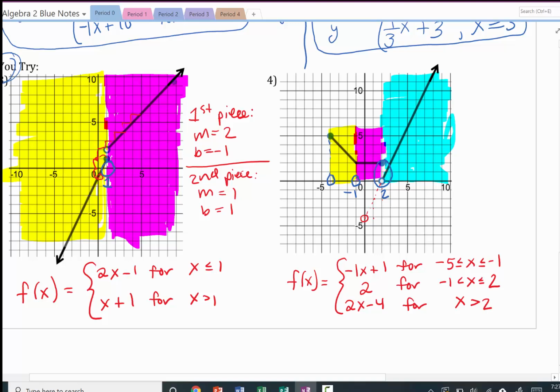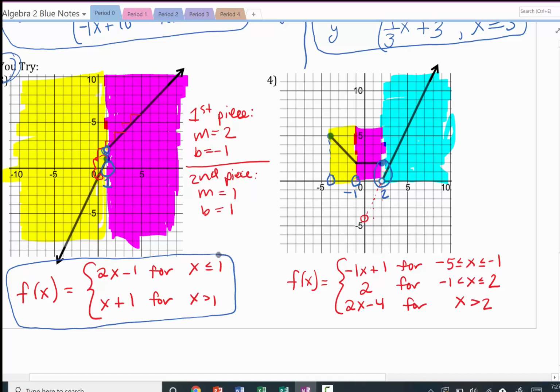The second ray, that's kind of climbing up here, it's going up to the right. That one had a slope of 1. And if I followed the slope, it would hit the y-axis at 1. So it had a y-intercept of 1. It had an open circle here when x was 1, so that's why that inequality was only for x's strictly greater than 1. So this is the answer for number 3.